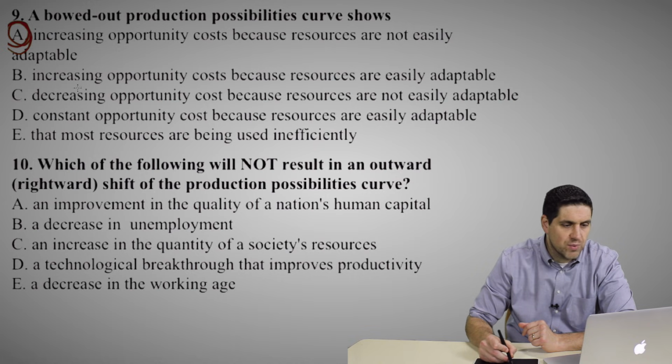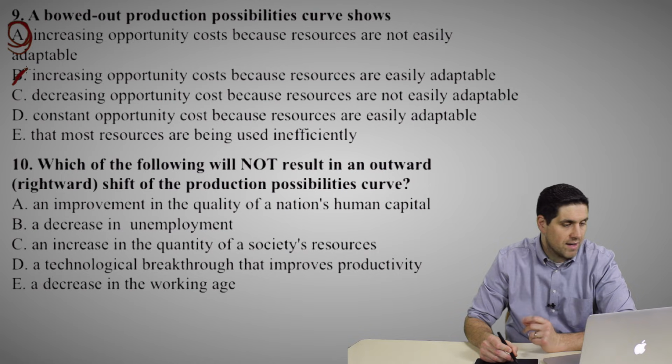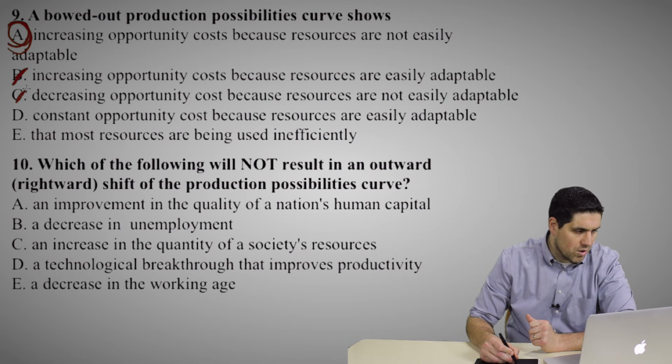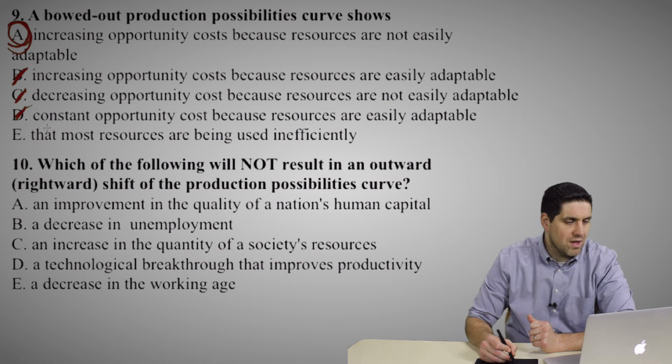Increasing opportunity cost because resources are easily adaptable. No, that's incorrect. The second part is incorrect. Decreasing opportunity cost, no. Constant opportunity cost, no. We're talking about a bowed out curve. That most resources are being used efficiently. Nope. The right answer right there is A.